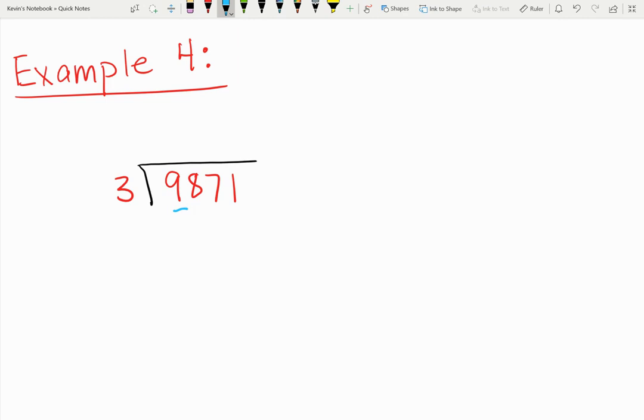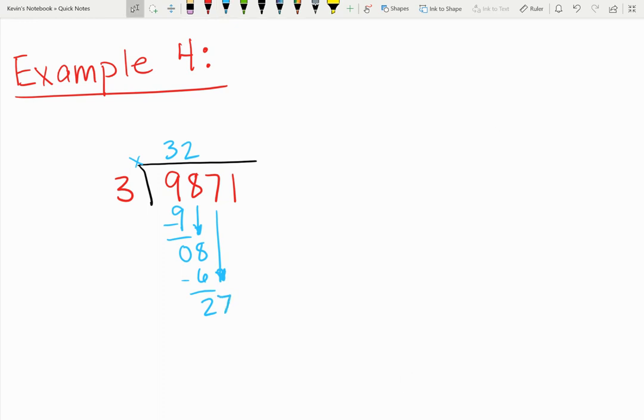So I'm going to start 9 divided by 3. We know it's 3. 9 divided by 3, then multiply 3 times 3 is 9. Subtract, and then the next step, you guessed it, bring down, and then repeat. So we're going to go back and repeat the whole process. So 8 divided by 3 is 2. And then 2 times 3 is 6. Subtract 2, and then bring down the 7.